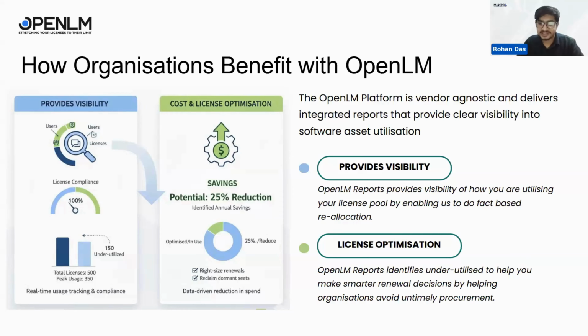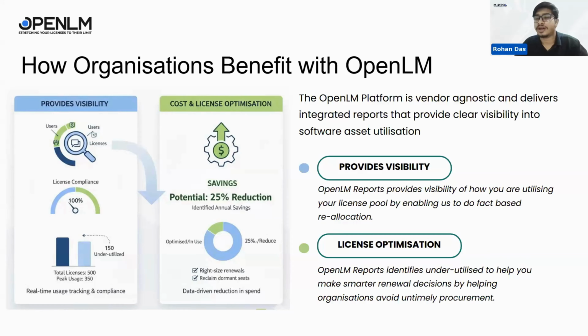License optimization is very important because we identify the underutilized licenses. We identify what your most utilized licenses are. That way it will give you more informed and fact-based renewal strategies and renewal decisions, and this way organizations can avoid untimely procurement costs. They can do cost saving, and they can apply it to license compliance and achieve total reductions.